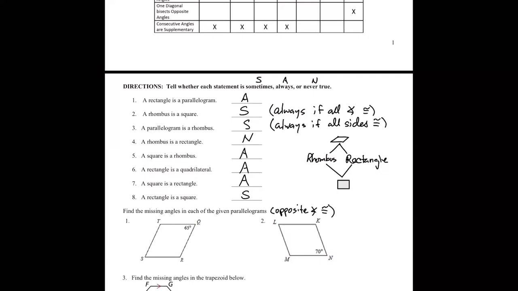Anything that follows from the ancestor that is parallelogram, again, I get stuck in the whole family tree reference, anything that follows beyond that would also have the properties of a parallelogram. So whether it's a rhombus or a rectangle or a square, they're all going to have the characteristic that opposite angles are congruent to one another.